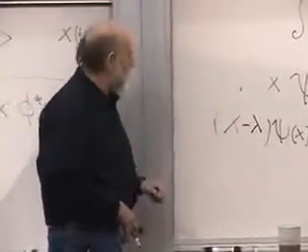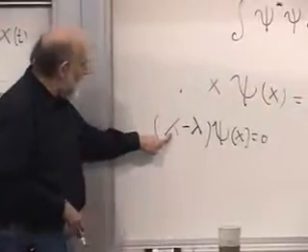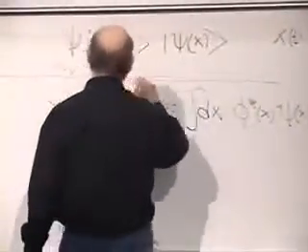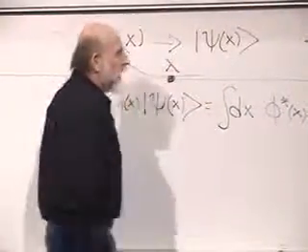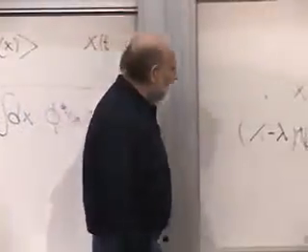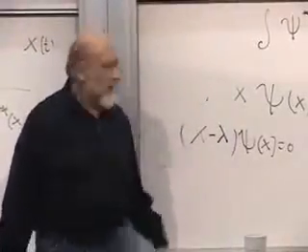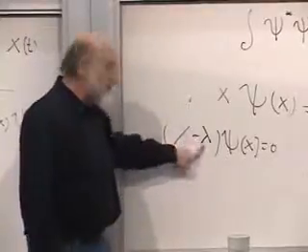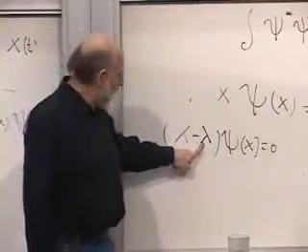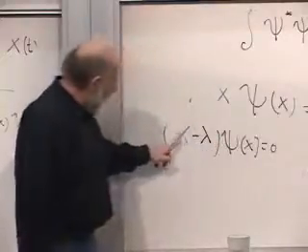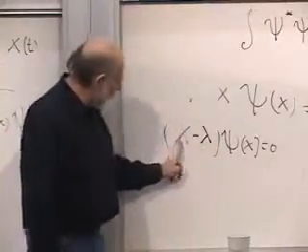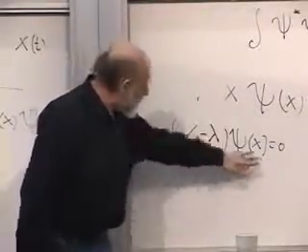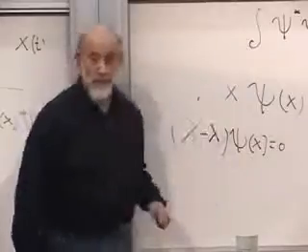What does this equation tell us? It tells us that anywhere where x is not equal to lambda, here's lambda right over here, psi has to be equal to 0. That means the only place where psi is not 0 must be where x is equal to lambda. At x equal to lambda, you can have psi not equal to 0 because at that point x minus lambda is equal to 0. Anywhere else, if this equation is to be true, psi has to be 0.